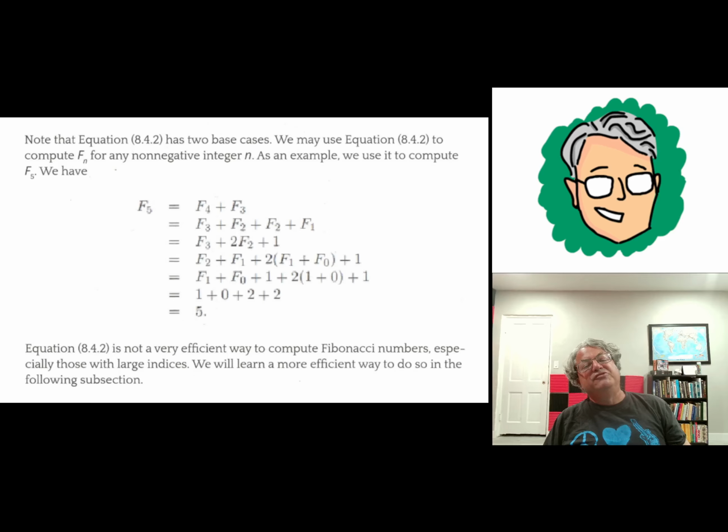We already know what f sub 1 and f sub 0 are. So f sub 2 is f sub 1 plus f sub 0. And then f sub 1 is 1 by definition. And we have 2 times 1 plus 0 plus 1. So f sub 1 is 1, f sub 0 is 0. So we plug everything in. Finally, when we simplify everything, we get 5. That was a lot of calculations just to get f sub 5. And like I said, it's not a very efficient way to compute Fibonacci numbers, but it does work. And I'll show you a more efficient way to do it next time.